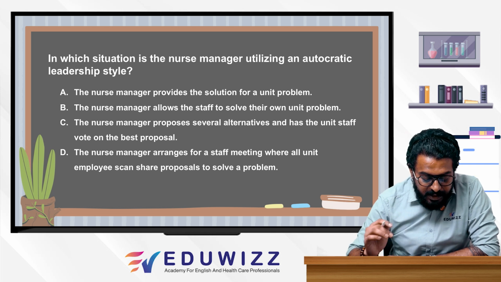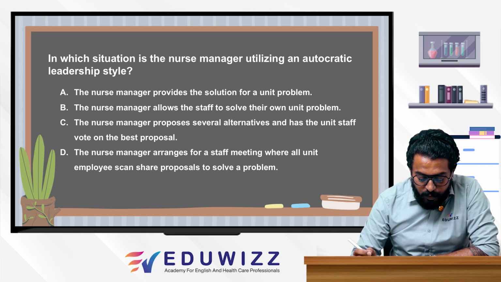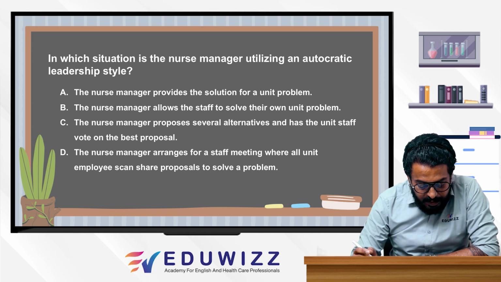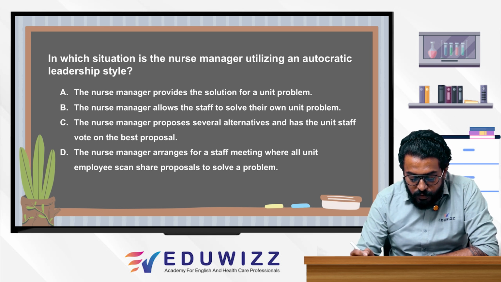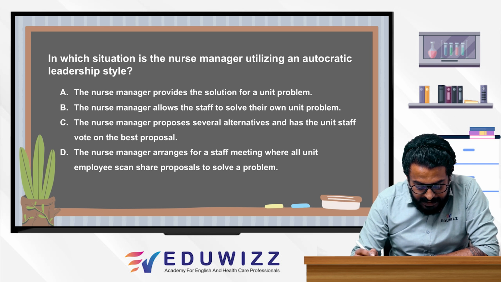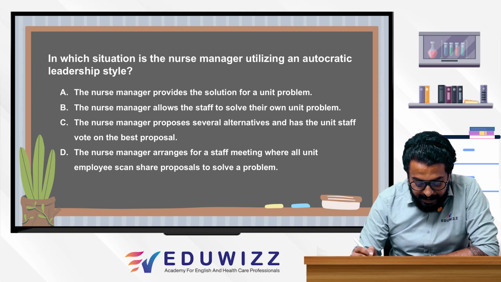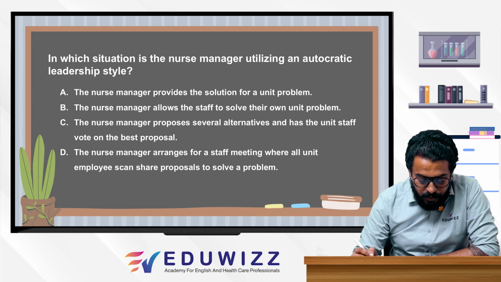Now, if you see the options, first one, A, the nurse manager provides the solution for a unit problem. B, the nurse manager allows the staff to solve their own unit problem. C, the nurse manager proposes several alternatives and has the unit staff vote on the best proposal. D, the nurse manager arranges for a staff meeting where all the unit employees can share proposals to solve a problem.